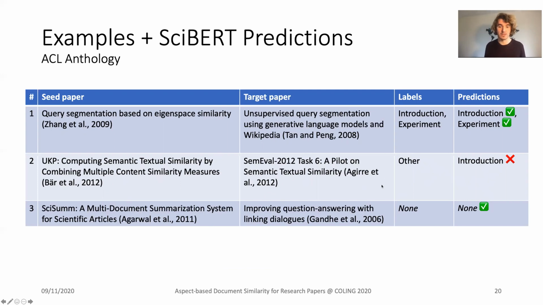Aside from those examples, we also list additional examples in our paper. And from all those examples, we find that the manual evaluation confirms our quantitative results. So the model is indeed able to predict the aspect-based similarity with promising accuracy.